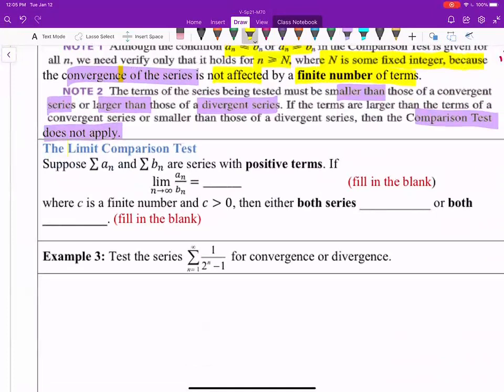Let's try the limit comparison test. What does it say? Suppose sigma an and sigma bn are series with positive terms. If the limit as n approaches infinity of an over bn equals c, where c is a finite positive number, and c is more than 0, then either both series converge or both diverge. They converge or diverge together.